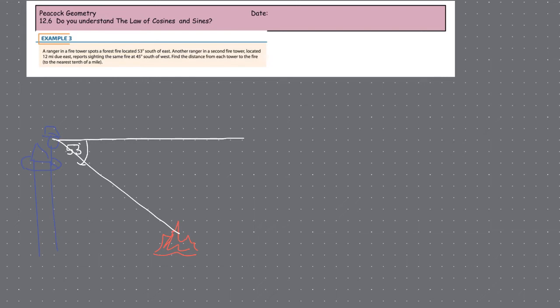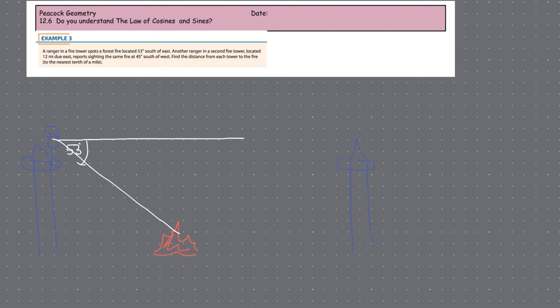Another ranger in a second fire tower, all right, he's over here somewhere. Oh, that was a pretty big fire tower. Same type of fire tower here. And here's our second forest ranger. Let me make him the same height. There you go. All right, he's at the same height as this guy.